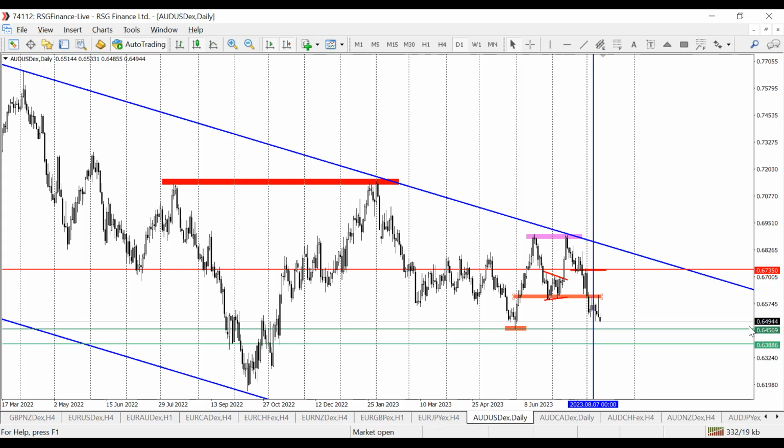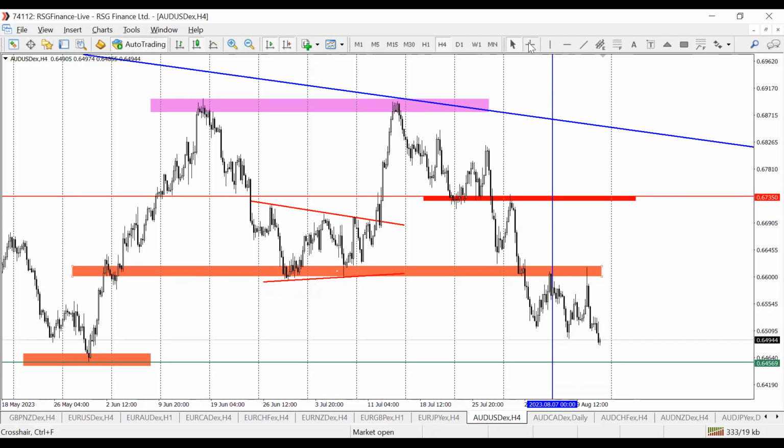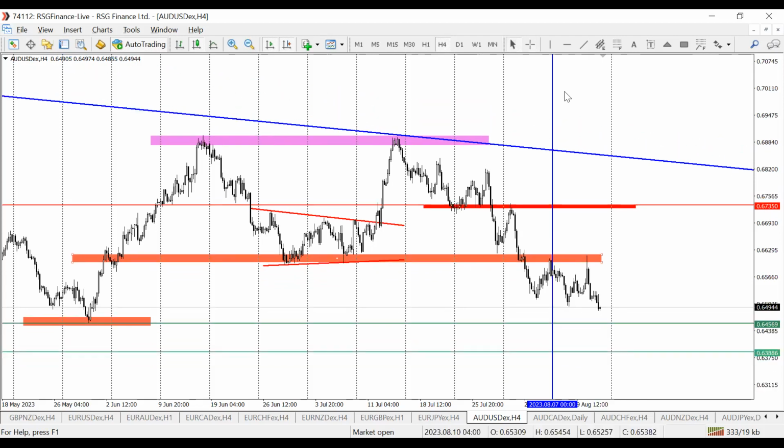0.6456. So in the interim, the first key level we're looking to take out, although it's not much, just about 37 pips. Once we break that level, then I will be looking to sell off even further towards the 0.6388 level. All right, that's it.